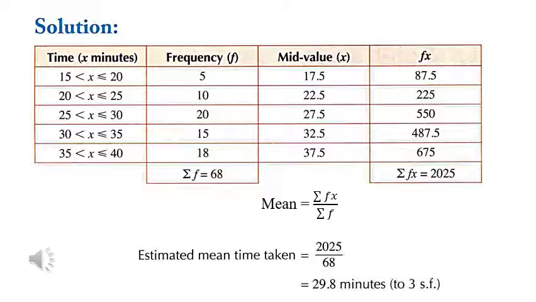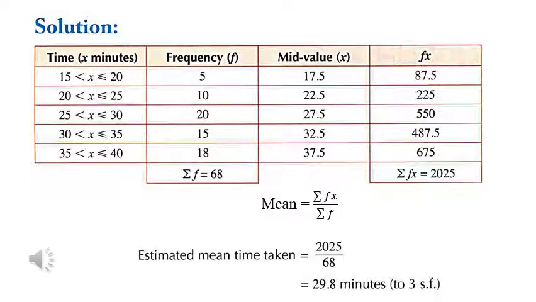For this we will take the midpoint of the class boundaries. For example, the midpoint of 15 and 20 is 17.5. To find the midpoint, add these two numbers 15 and 20 and then divide by 2. So the midpoint of the second row is 22.5, the midpoint of 25 and 30 is 27.5, the midpoint of 30 and 35 is 32.5, and the midpoint of 35 and 40 is 37.5.